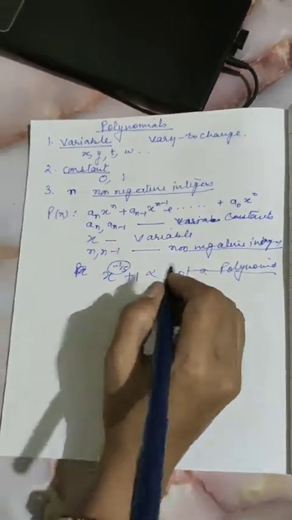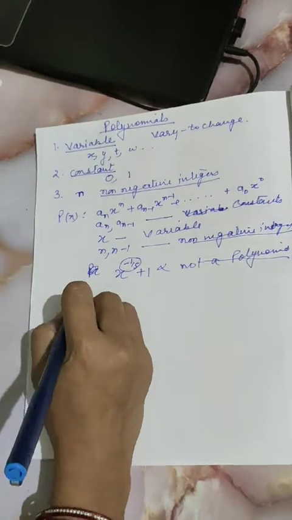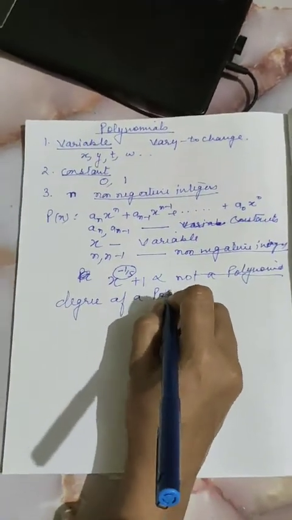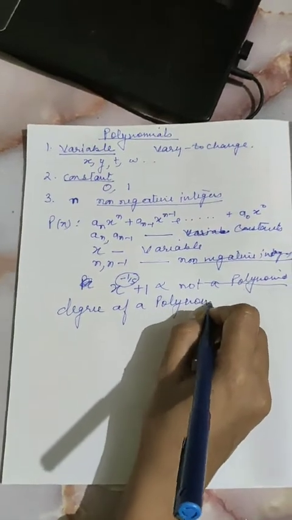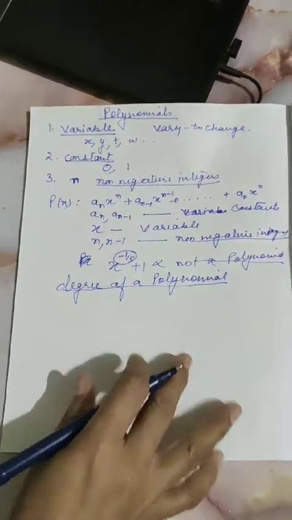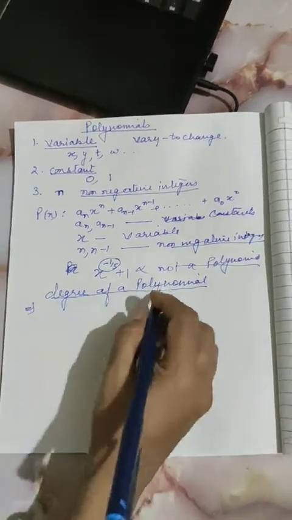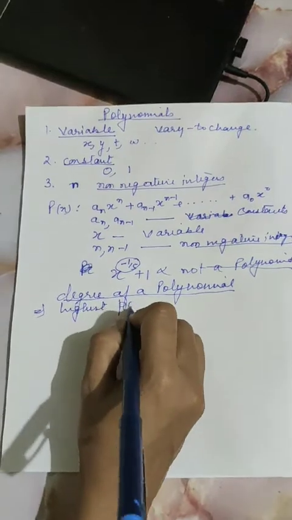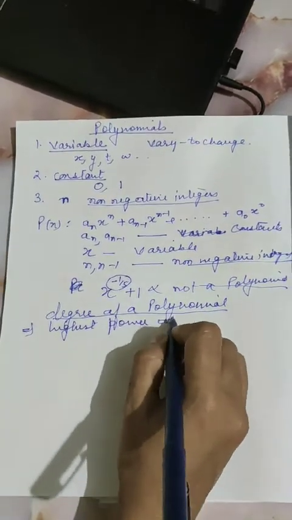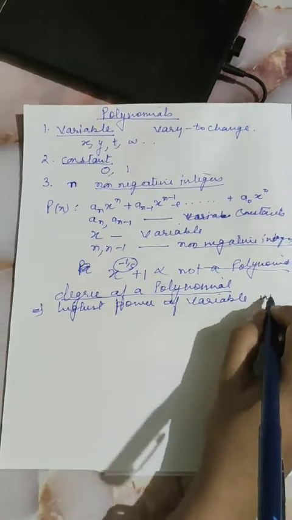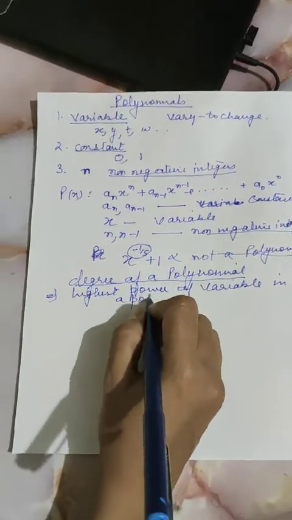Now let's come to the next term, degree of a polynomial. Degree of a polynomial refers to the highest power of the variable in a polynomial.